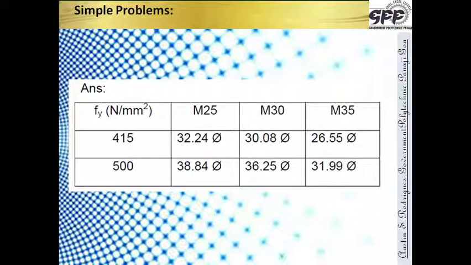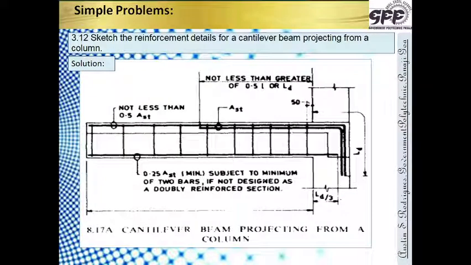So whenever the bar is in compression, and if it is a HYSD bar, we will have to increase it for the deformations. So the increase permitted is 60%, and the second increase is because the bars are in compression, so another increase of 25% in the bond stress is permitted. So that's exactly how we solve this.